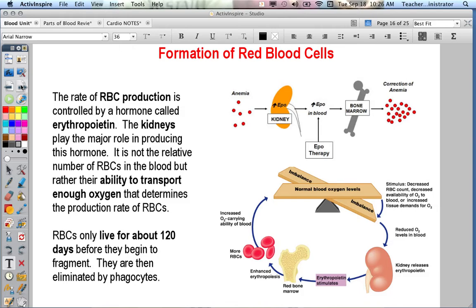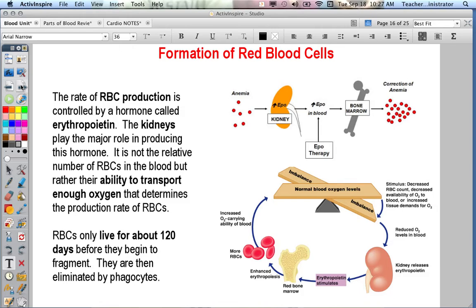So how many red blood cells you have isn't nearly as important as how good those red blood cells are at carrying oxygen. So if you are not able to carry oxygen as you should, you're going to produce this hormone in your kidneys called erythropoietin. That hormone will head to your bone marrow and create the hemocytoblast production of red blood cells. So it all has to do with whether or not you're efficiently transporting oxygen in your body.